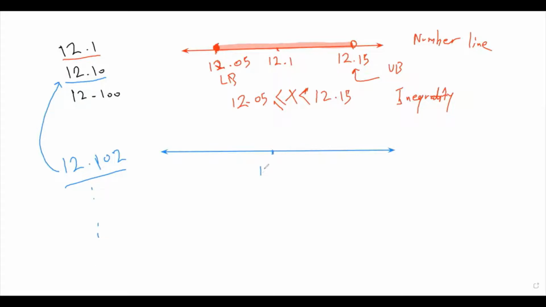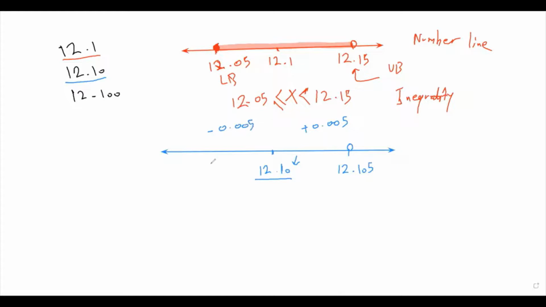actually a wise thing to do would be to show it on a number line. So I'm going to write 12.10 right in the center, and I'm going to take a look at the third position, which is empty. So you're going to add a 5 there. You get 12.105, but this guy is excluded. And then you add 0.005 to 12.10 to get the upper bound, and you subtract 0.005 to get the lower bound.